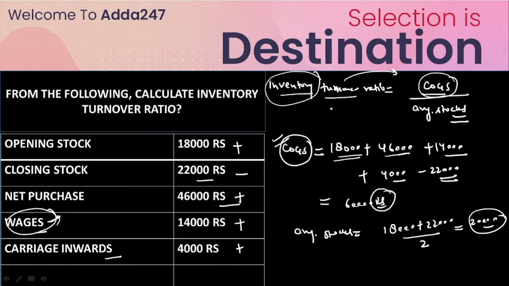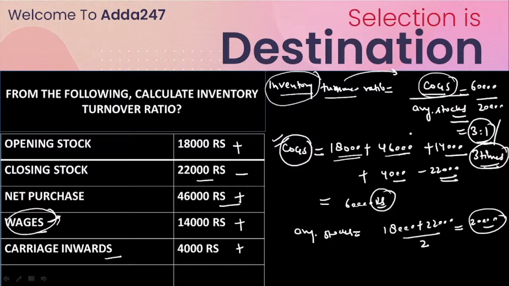Okay, so if we have to find out the inventory turnover ratio, how do we put the values in this formula? Cost of goods sold is 60,000 rupees, while average stock is 20,000 rupees, and you get 3:1. That would be the inventory turnover ratio, or you can also say 3 times. Whatever option is given in the exam, you have to consider that. Okay, so this is how we calculate the inventory turnover ratio.